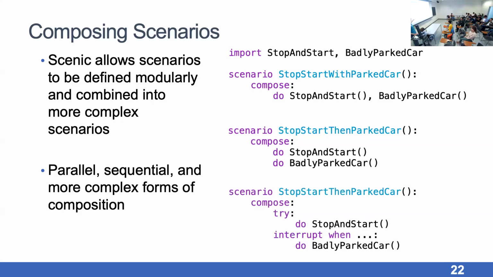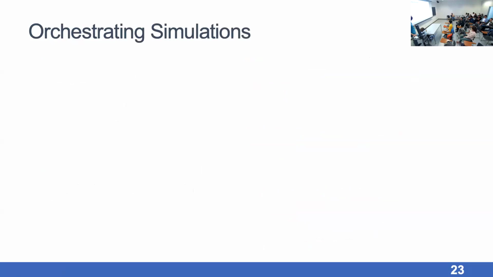Okay. And you can do more interesting things here, like this is using an interrupt statement in this composed block to say, do the stop and start scenario, but when some condition is met, then start the badly parked car scenario. So you can actually put some somewhat complicated logic for combining these things together. So that's one thing I wanted to mention.